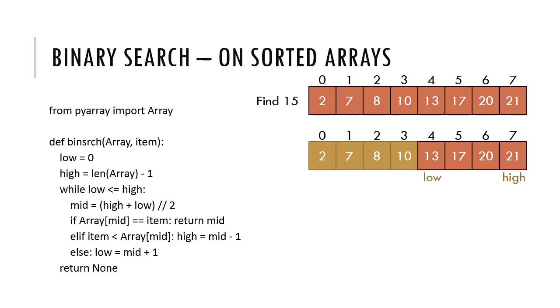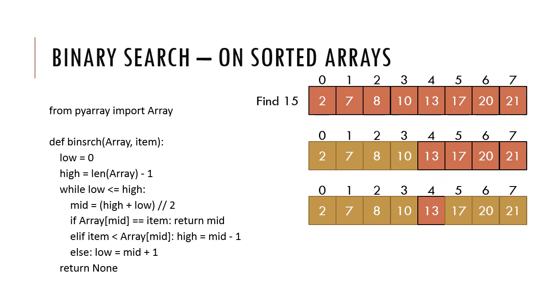So here we are. We realized that 15 was greater than 10. So we shifted our focus to elements to the right of 10. Low is less than or equal to high. So we enter the while loop again and calculate mid. 4 plus 7 is 11. 11 divided by 2 is 5.5. Mid is 5. We compare 15 with 17 and realize that 15 is less than 17. The if condition is false, but the elif condition is true. So high will go to mid minus 1 and we have this.